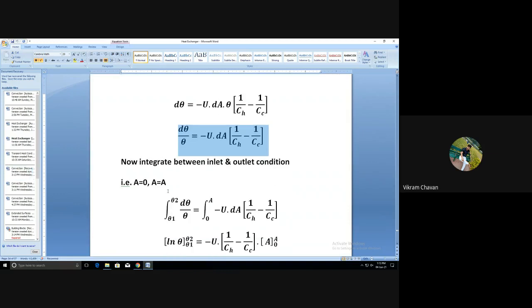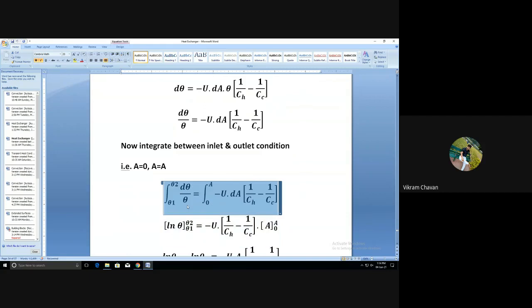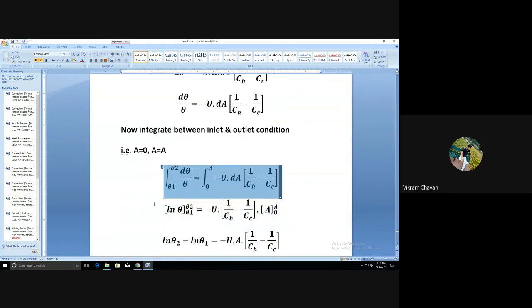After providing the integration and limits, the equation will become the integration of dθ/θ with the limits θ1 to θ2, and the integration of, with the limit 0 to A, of minus U multiplied by dA inside bracket 1/Ch minus 1/Cc. Then the integration of 1/θ is nothing but ln θ, and we have to provide the limit θ1 to θ2. Then the integration of only dA is only A, and we have to provide the limits 0 to A.